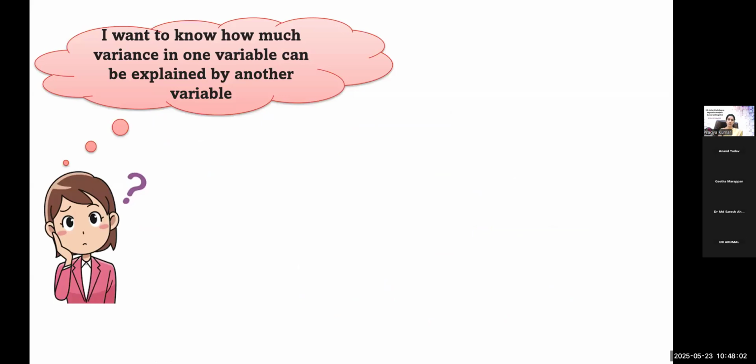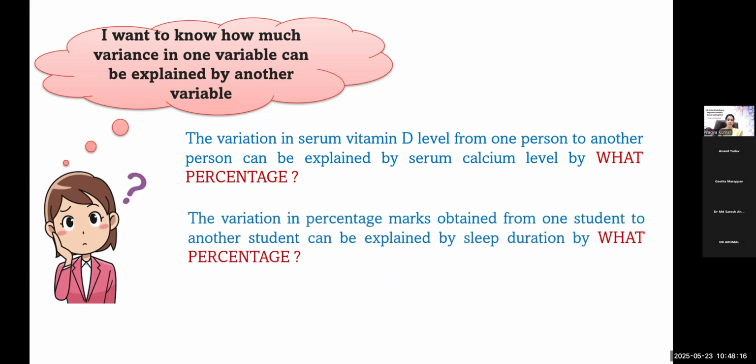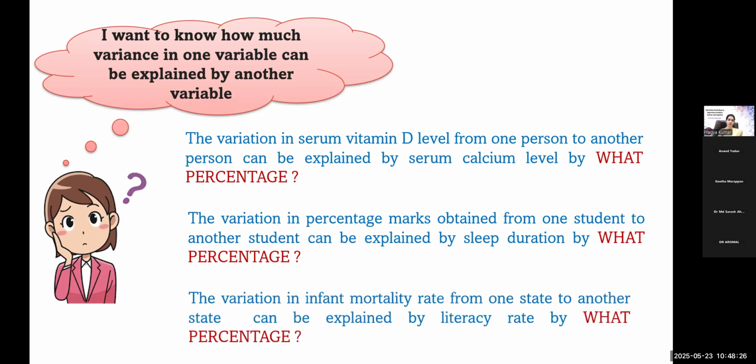But if I want to know the variance in one variable which can be explained by another variable, like the variation in serum vitamin D level from one person to another person can be explained by serum calcium level by what percentage, or the variation in the percentage of marks obtained from one student to another student can be explained by sleep duration by what percentage, or the variation in the infant mortality rate in one state as compared to the other state can be explained by the literacy rate by what percent.